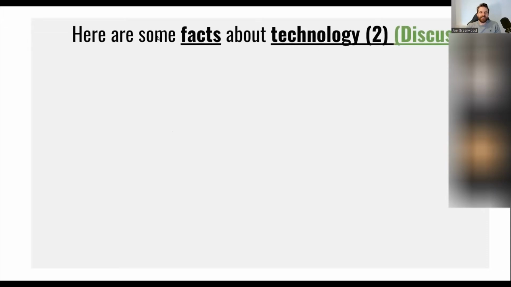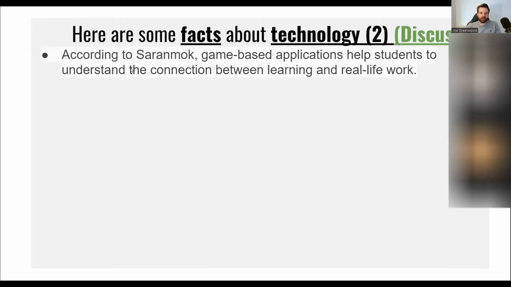Okay. Here are some facts about technology number 2. This is the last page of facts. According to Saron Mock, game-based applications help students to understand the connection between learning and real life work. That means that by playing games, you can learn. Do you agree with this? Playing games helps you learn. What do you think?